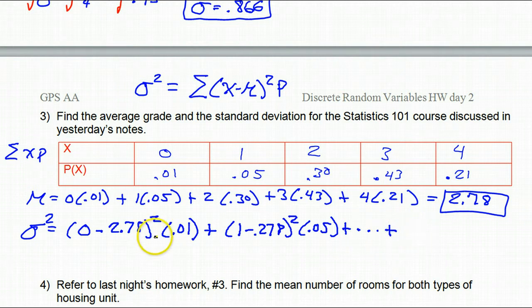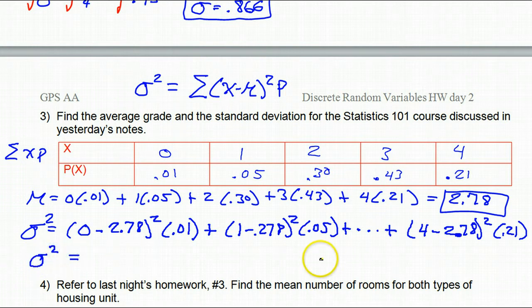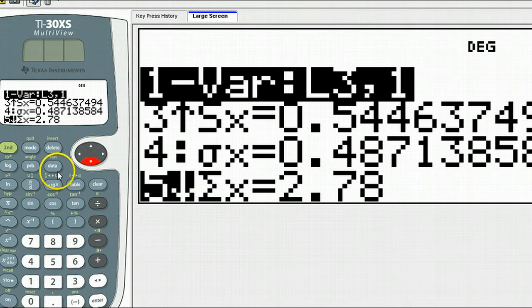To shorten things up, if you want to, just show me the first two and then the last one. So there's the first two, and I'm skipping to the last one, which would be 4 minus the mean of 2.78 squared times the probability of 0.21. So we could add all this up in your calculator. So remember, this is the variance. I am going to continue using the table feature, which is starting to grow on me.